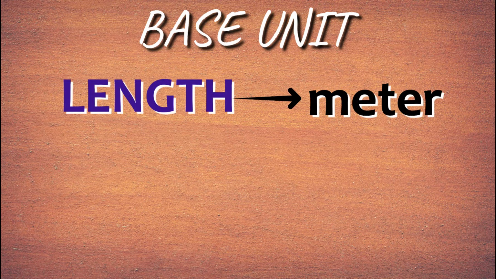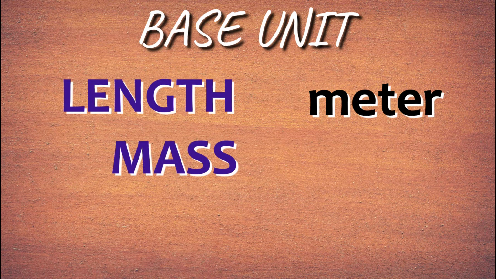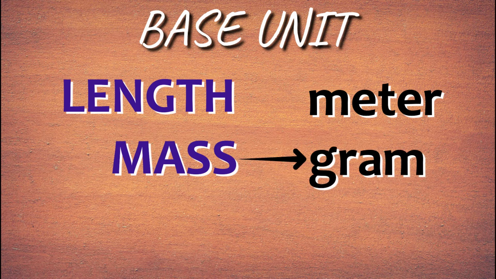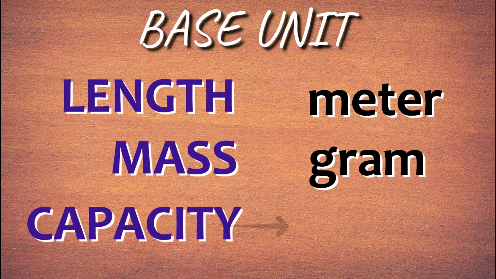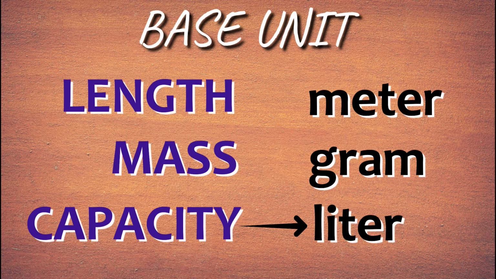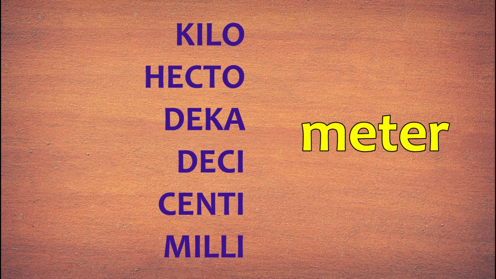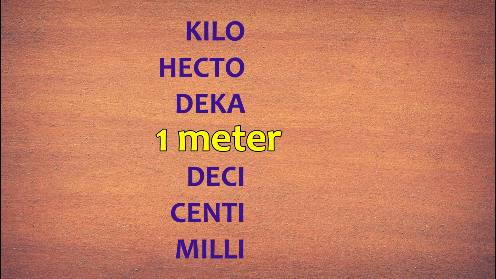The base unit we use in measuring length is the meter. For mass it is actually the kilogram, but we'll use the old gram as the key unit. And for capacity or volume, it is the liter. And here are some of the prefixes we use in the metric system. To see how they work, let's consider a base unit in the metric system, which is the meter, the basic unit of length. There are prefixes used to define units that are bigger than a meter.